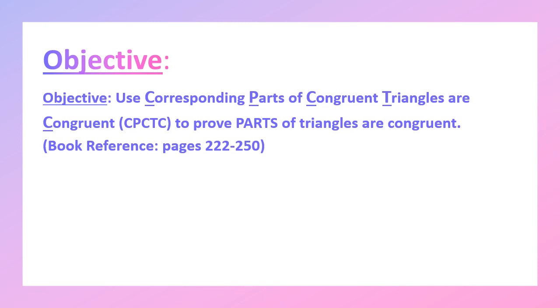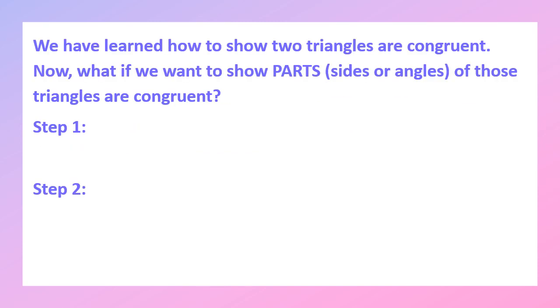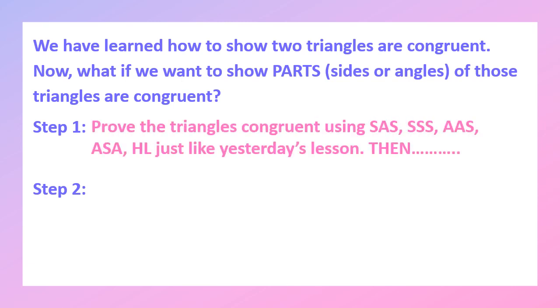CPCTC, say that 10 times in a row and you will remember it, to prove that parts of triangles are congruent. Again, we're referencing the same few chapters in our book, pages 222 through 250, if you need additional reference. We have learned how to show two triangles are congruent, using things such as side angle side, side side side, angle side angle, etc. Now, what if we want to show that parts, like the sides or the angles of those two triangles, are congruent? We will prove the triangles are congruent, just like we did yesterday.